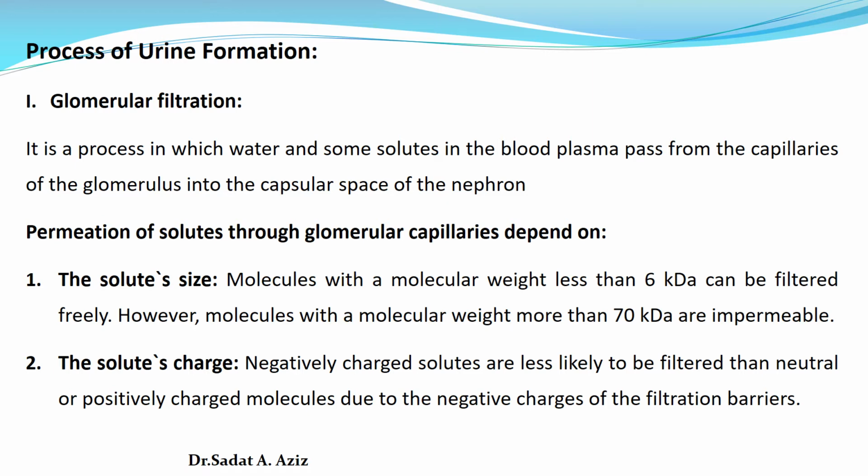Now I'm trying to explain the process of urine formation. The process of urine formation is a sequential event passing through different processes. It starts from filtration. Then we have two additional processes, which are called tubular reabsorption and tubular excretion. So urine formation passes through three main steps. The first one is glomerular filtration. Then we have renal tubular reabsorption and tubular excretion.